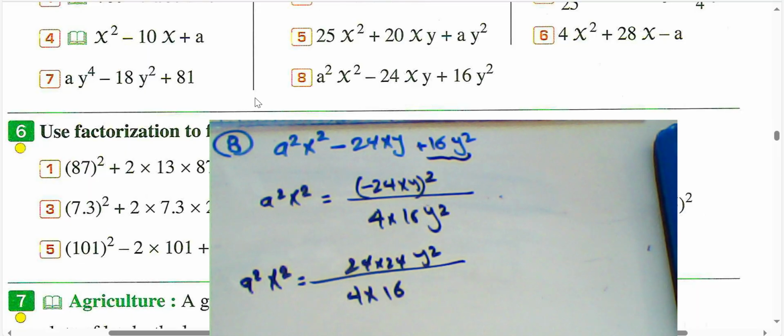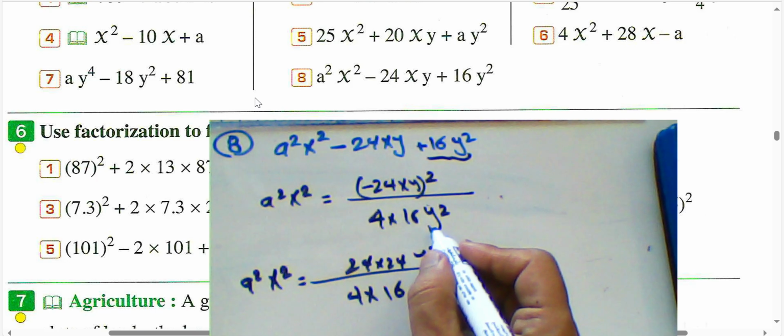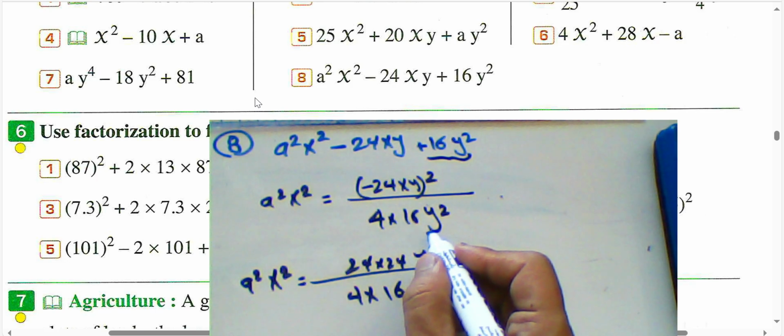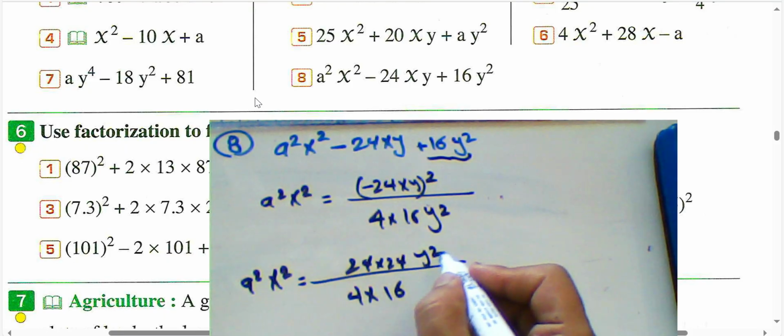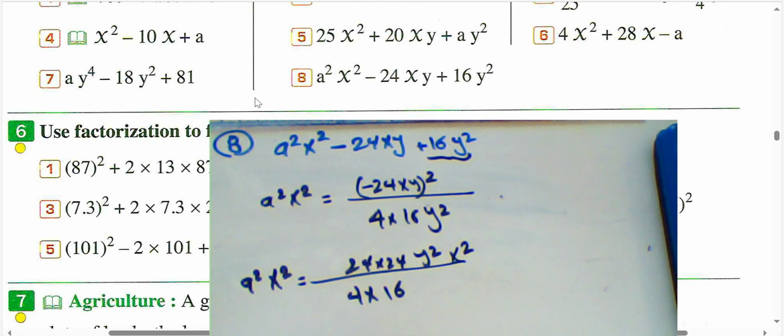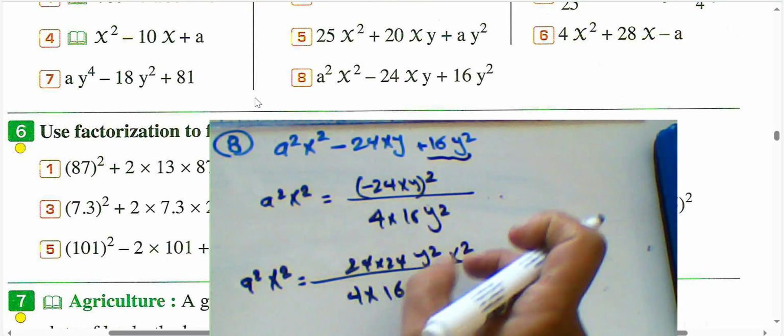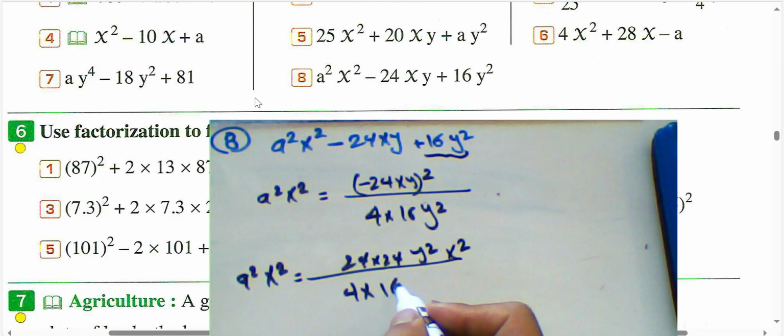Okay, understood. We have down, we have up here this number x also power 2. Okay, this number is power 2 and y power 2. Okay, listen to me.